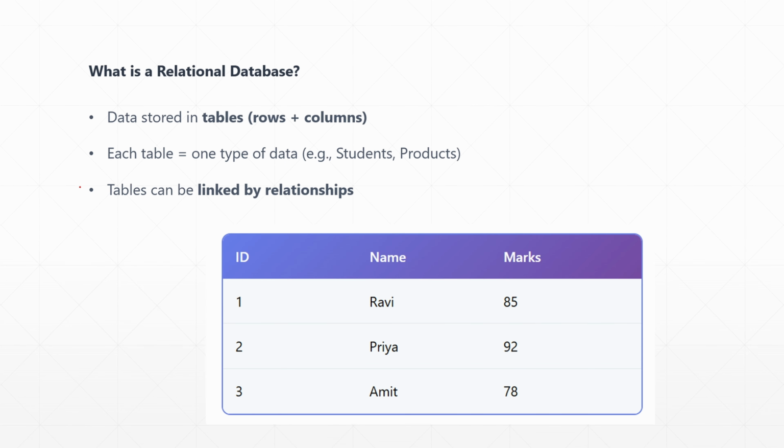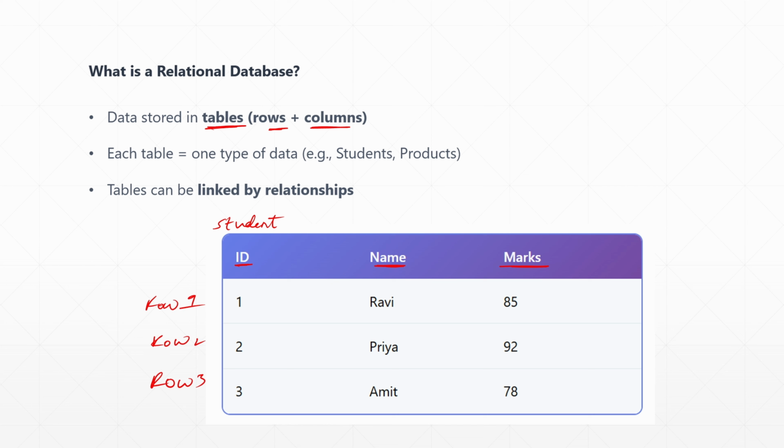So SQL is mainly used with something called relational database. Now, don't worry, that sounds complicated, but it's really simple. A relational database stores data in tables, just like Excel sheets. Each table has rows and columns. For example, it is a student table. It might have columns ID, name, mark. Each student record will be one row.